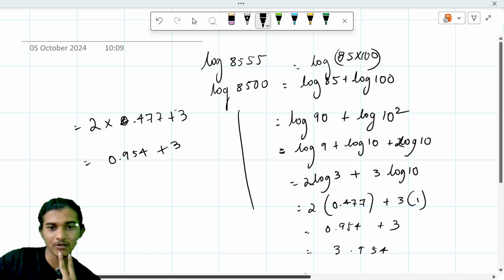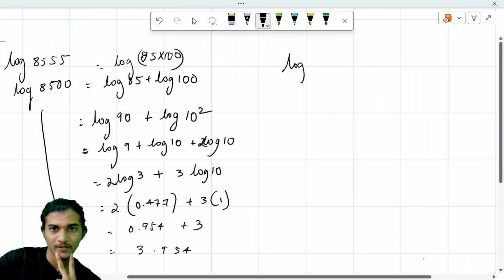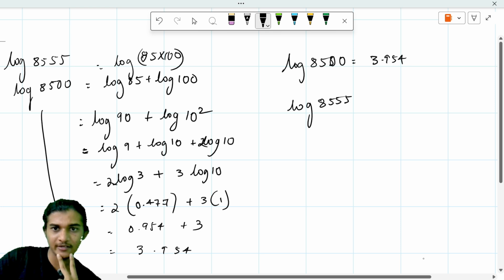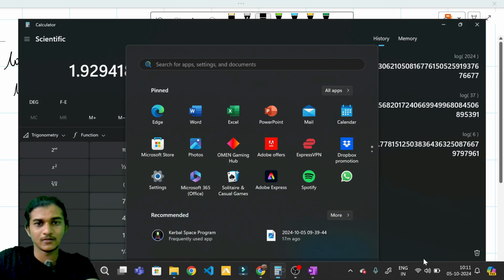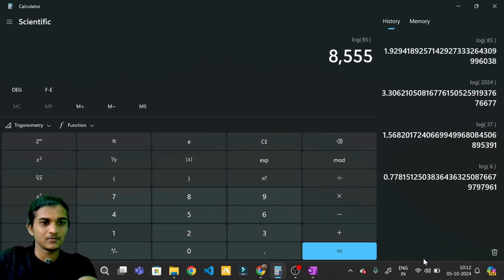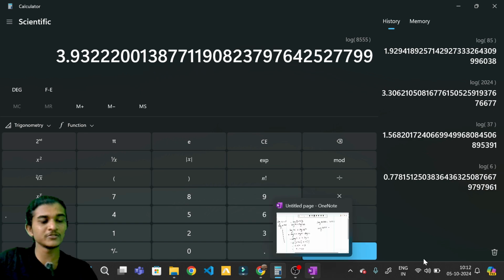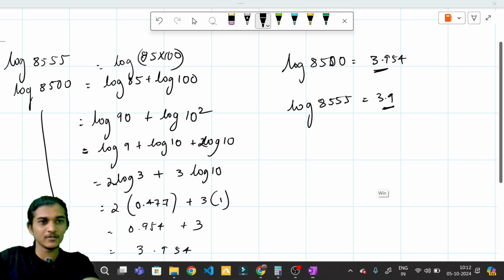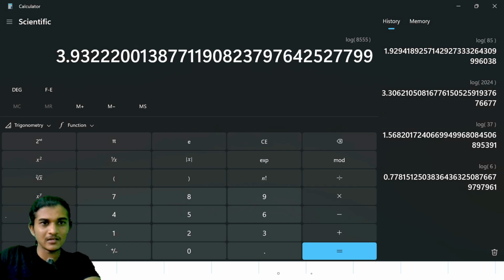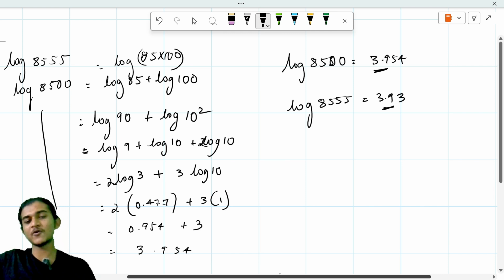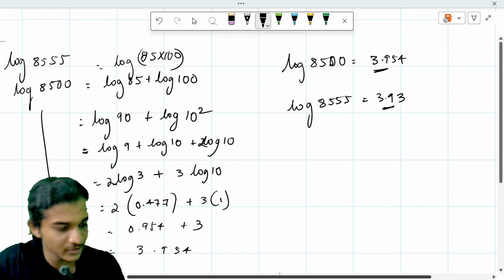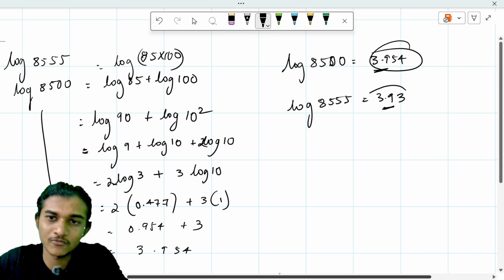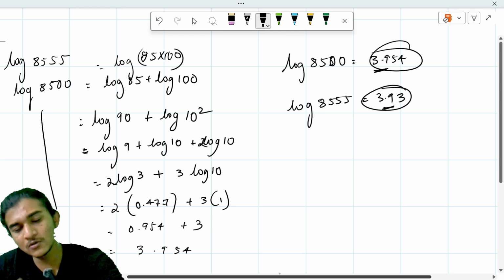So we got the log of 8,555 as 3.954. Now let us check the value of log 8,555 using a calculator. See, did you see that? 3.93. For at least two digits you're going to get the same. It's not exactly the same, but still not bad. 3.93 and 3.954. Still, this value is useful for competitive exams. So this is how you're going to do logarithms without a table.